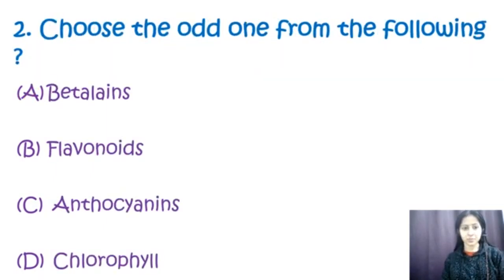Next, number 2. Choose the odd one out from the following. Option A, betalains, B, flavonoids, C, anthocyanins and D, chlorophylls. So the correct option is option number D, that is chlorophyll. So these three options, that is betalains, flavonoids and anthocyanins, these three are the water soluble, or you can say lipid insoluble pigments, whereas option number D, that is chlorophyll, it is lipid soluble or a water insoluble pigment. So the odd one out is option number D, that is chlorophyll.